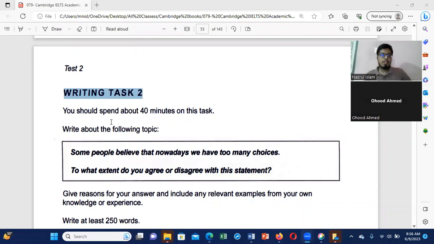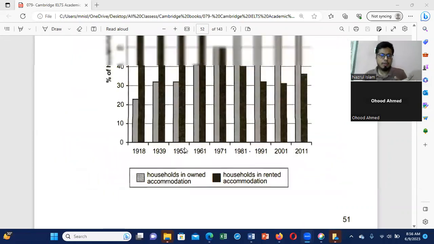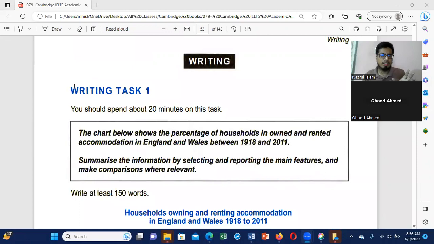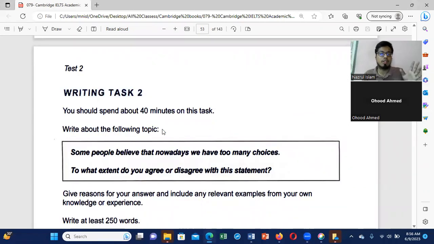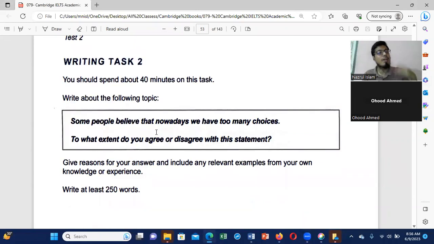So see the question. Writing task 2. First of all, let me show you writing task 1. We are not going through task 1 first. We will deal with task 2 initially because it will take double weight. I'm talking about the importance. Both are important, but task 2 will carry more marks. The weightage is more.